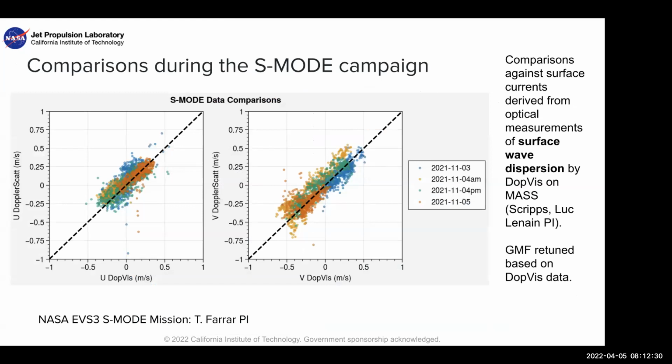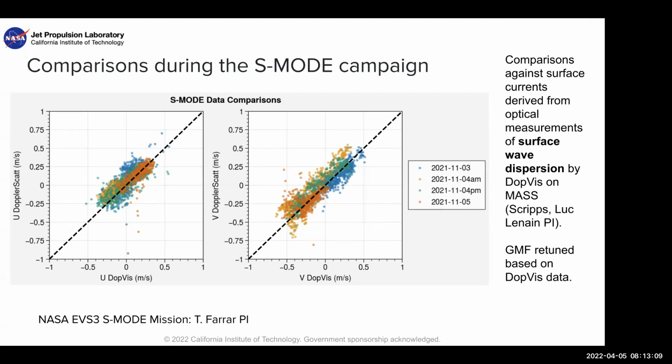And finally, some hot off the press results. This is some data during the ESMO, which is NASA Earth Ventures Suborbital 3 mission. Tom Farrar is a PI. These are 4 different days of comparisons against another optical measurement of wave current Doppler. This is from Doppler, an instrument whose PI is Luc Lenain from Scripps.